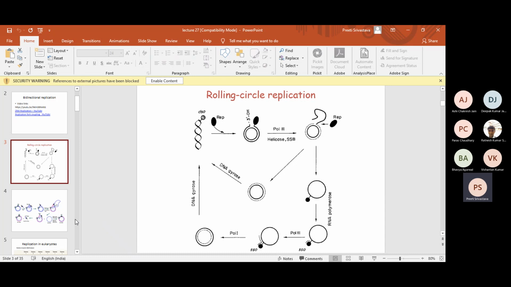Okay, ma'am, is it clear? But that will be very short fragments. No, these are not fragments, Ratnesh. Just let me tell you.